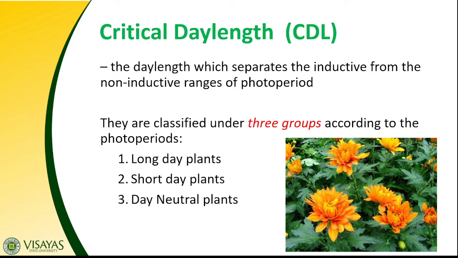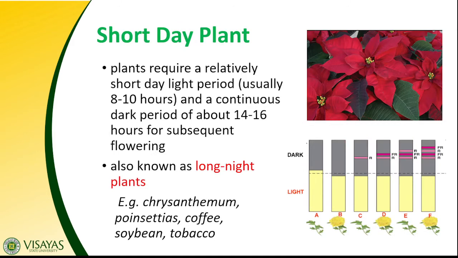And there are three classifications of photoperiodic plants. These are the long-day plants, short-day plants, and day-neutral plants. Short-day plants require a relatively short daylight period, usually 8 to 10 hours, and a continuous dark period of about 14 to 16 hours for subsequent flowering. Since they are short-day plants, they are also known as long-night plants. Examples here are chrysanthemum, poinsettia, coffee, soybean, and tobacco.